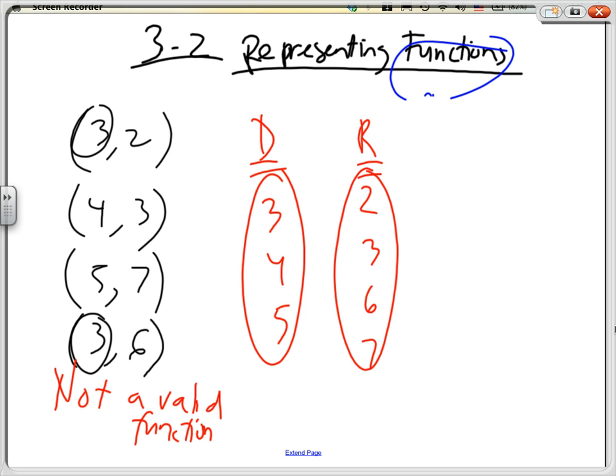All right, watch what happened. For the 3, it goes to the 2. Good couple, right? So everything's perfect at that point in time. The 4 with the 3, good couple. They're all good. Perfect. 5 with the 7, right? It's all good. So far, 3 pairs total, right?